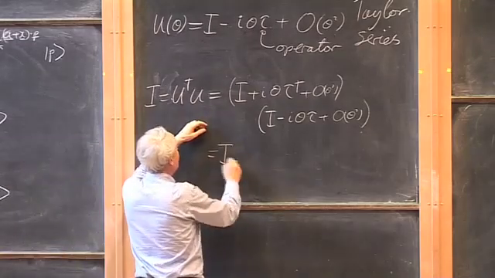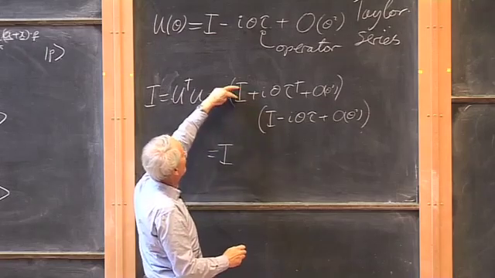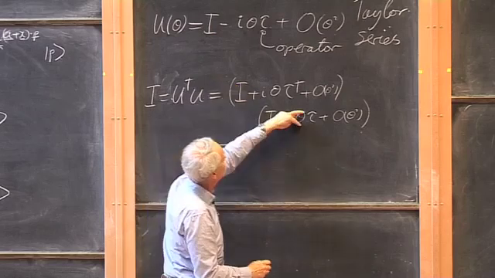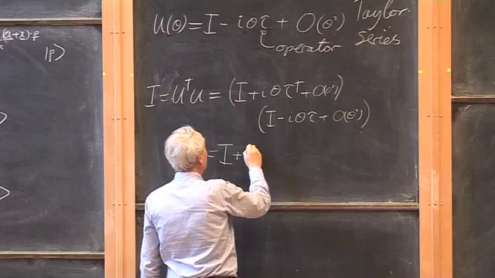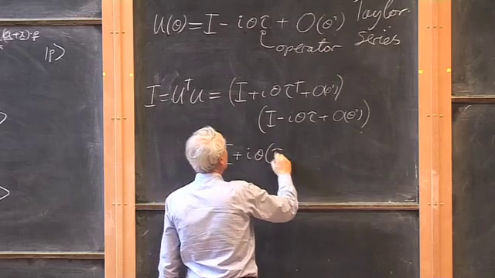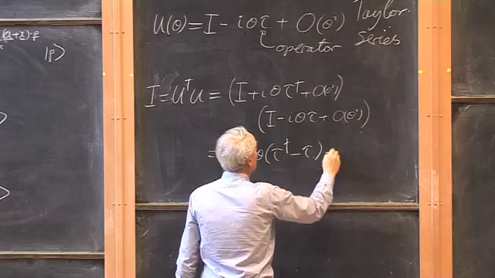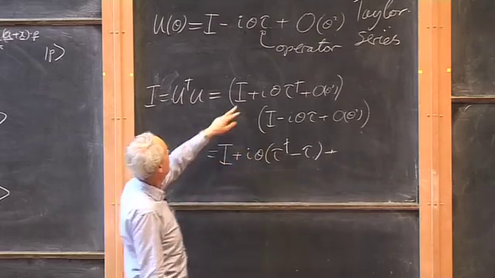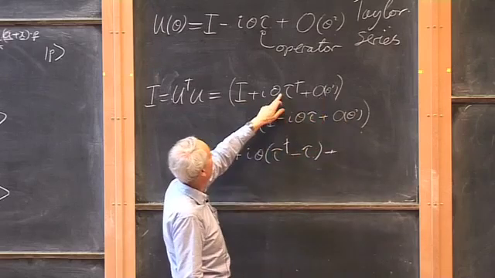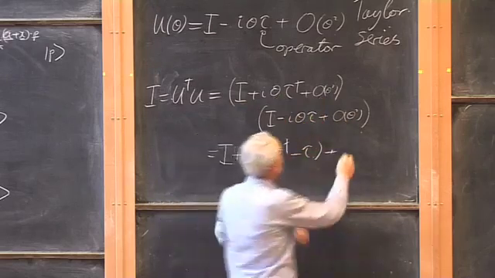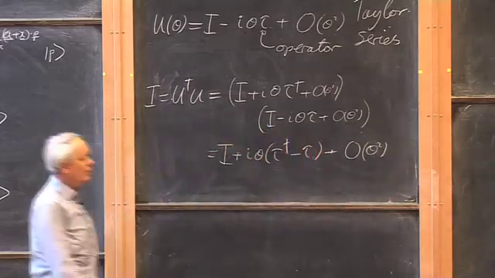This is equal to the, so what do we have? We have the lowest order term is this on this. Then there are first order terms, which you get this on this and this on this. So we're going to have plus i theta tau dagger minus tau. And then we will have terms like this on this, which will be order theta squared. This on this will be order theta squared. We'll have this on this, which will be order theta squared. So plus order theta squared. We've accounted for everything through linear order.